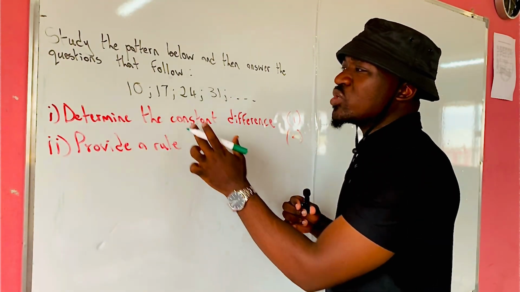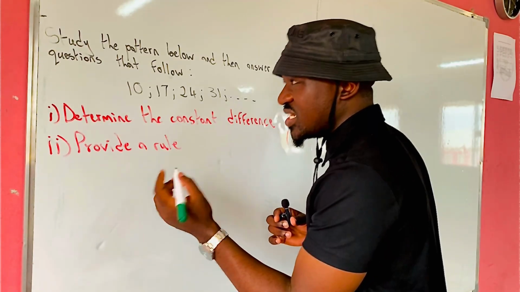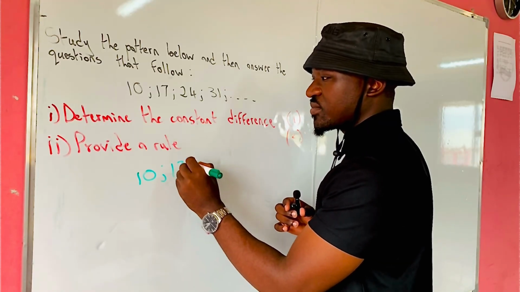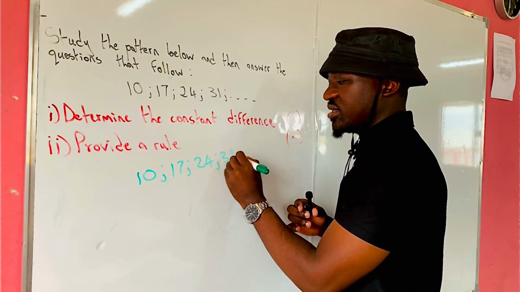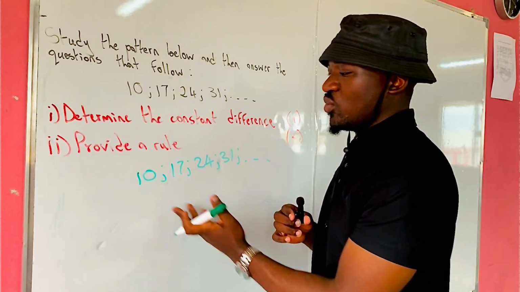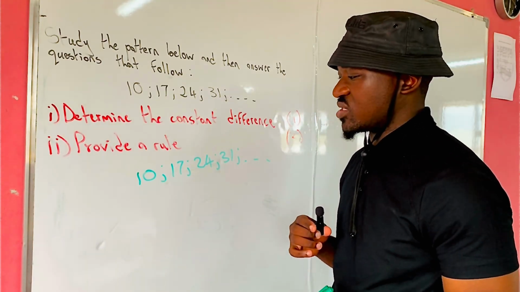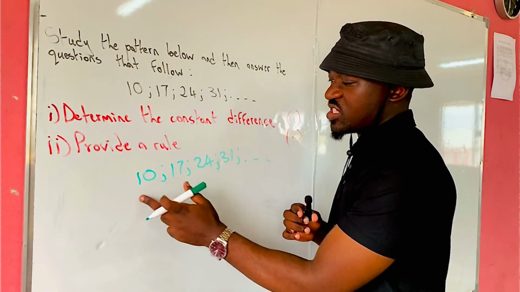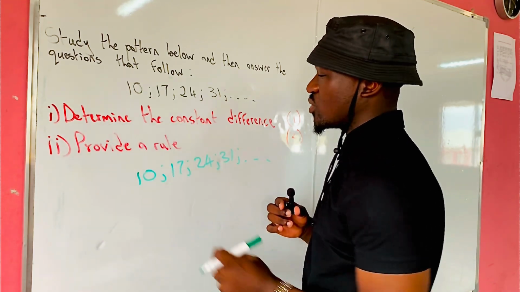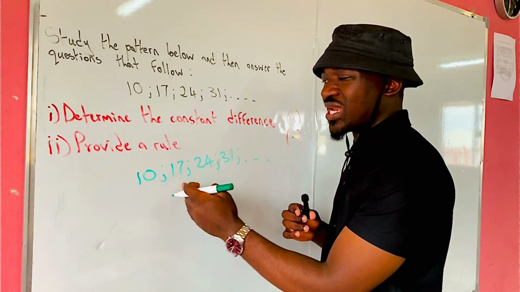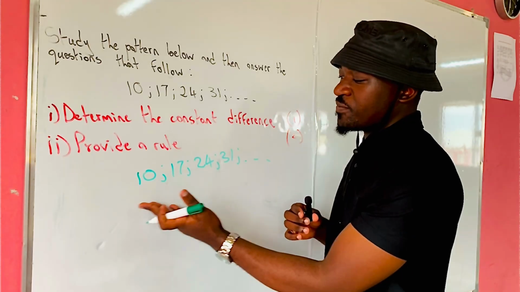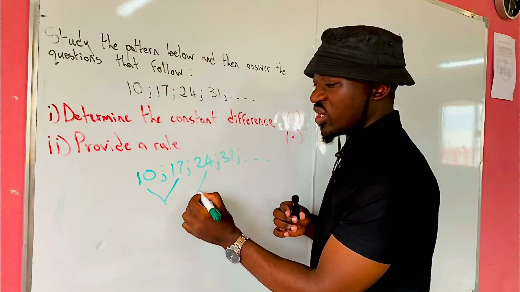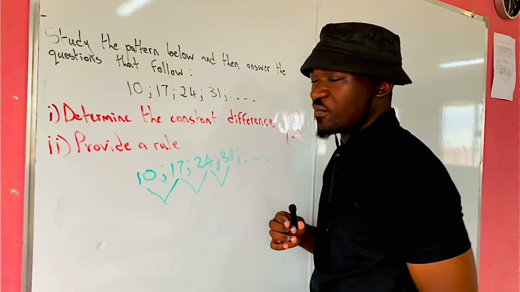So now, looking at this number pattern, every time you get a number pattern question, you write that number pattern, 10, 17, 24, 31, then it continues. So this is what we're just going to be focusing on. Looking at this number pattern, the first question is saying determine the constant difference. And the constant difference, we just want to understand what's the difference between these terms. Understand? So now, between 17 and 10, 24 and 17, 31 and 24, there must be a difference.